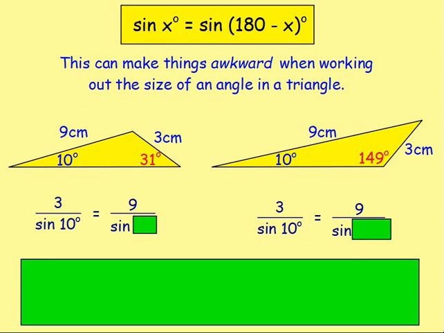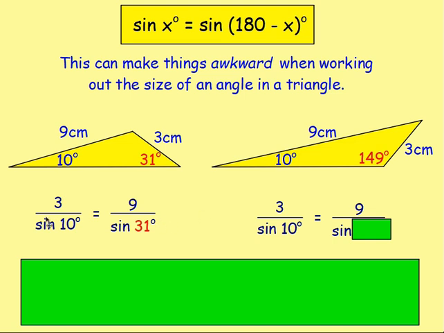Which means then it becomes awkward when we're working out the size of an angle in a triangle, because if we were working out the size of an angle in these triangles, or we set up our sine rule, then we can say, well, there's a pair, there's the 3 and the 10 degrees, that's going to be the same as the 9 and then the 31, so we can say 3 over sine 10 is equal to 9 over sine 31.